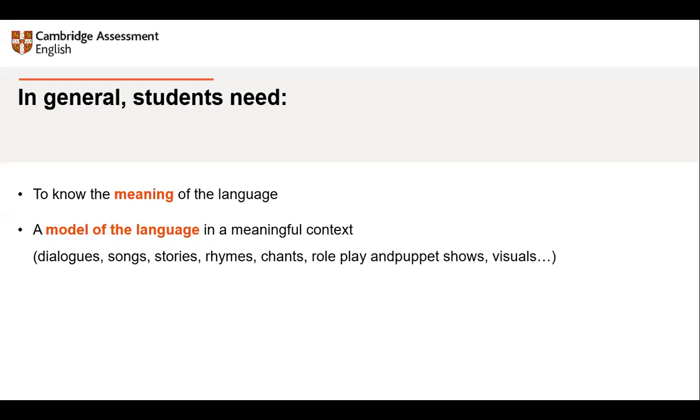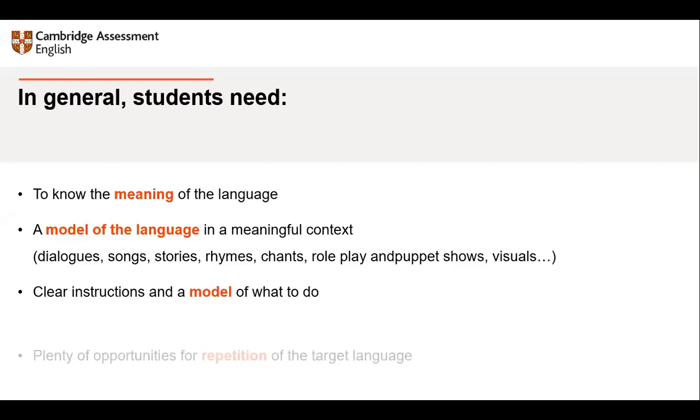Here we can see lots of contexts where language appears, both for young learners and for older learners or adult learners. They need clear instructions and they need a model of what to do. When you're talking about remote teaching, the model is perhaps the key thing in order to give the students the task. They need a very, very clear model in order to be able to perform in the language.